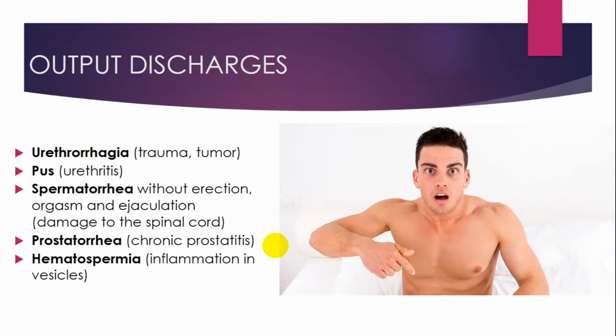Initial discharges can be shown as urethrorrhagia after traumas or tumors. Pus is a sign of urethritis. Spermatorrhea in men without erection or ejaculation is a sign of damage to the spinal cord. Prostatorrhea is a sign of chronic prostatitis, and hematospermia is inflammation in the seminal vesicles.